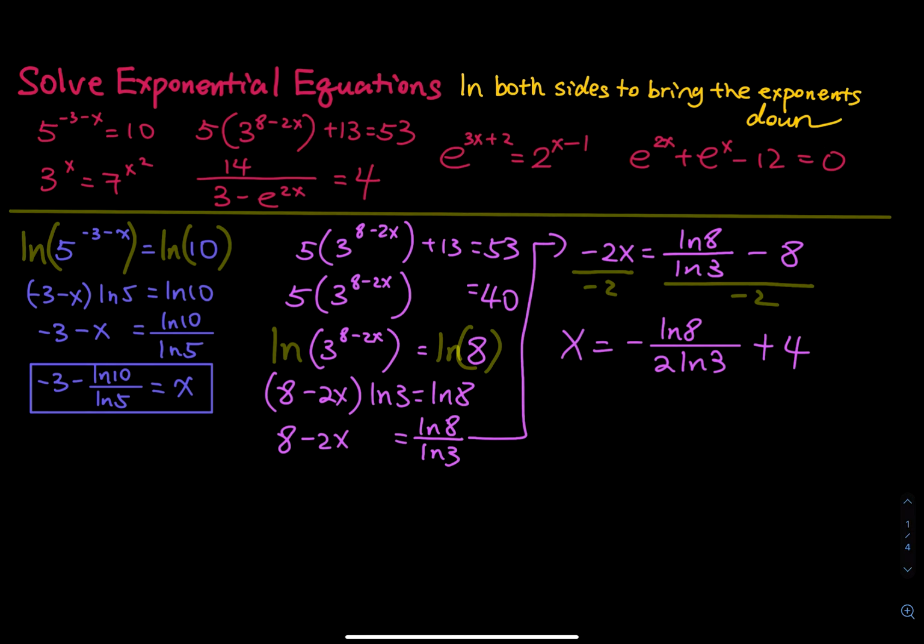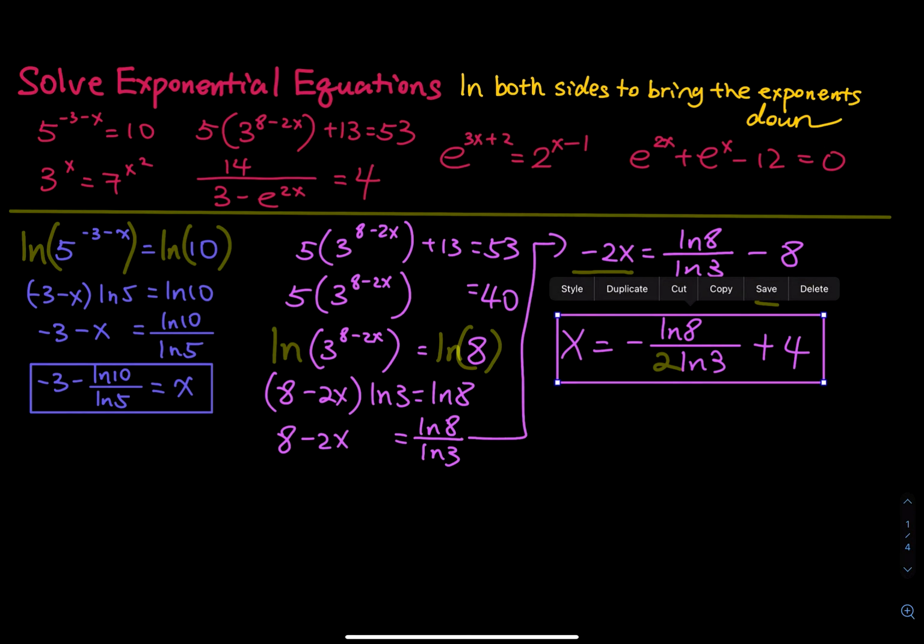So the 2, I should do that using a highlighter. So the 2, let me erase this first. The 2 should be right here. And then you box your final answer. I always report the exact answer. I don't really like rounding the final answers.